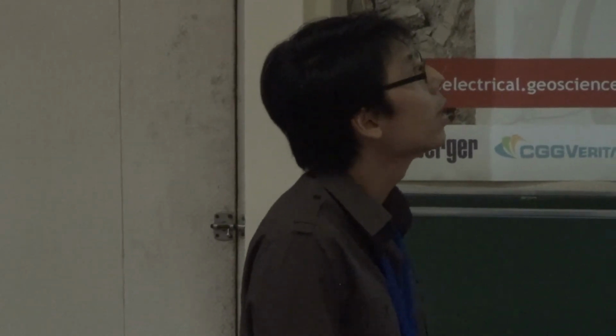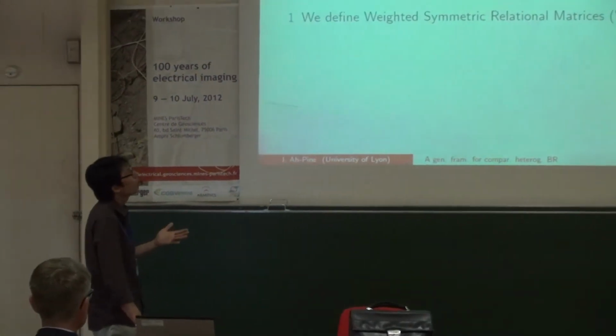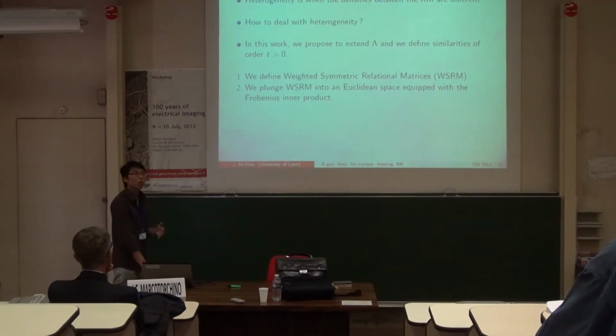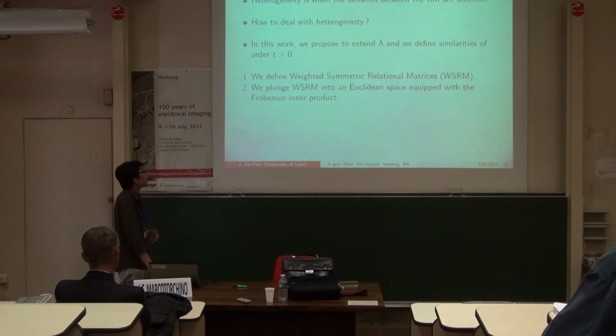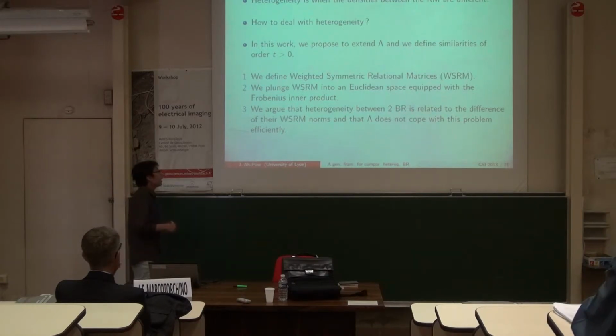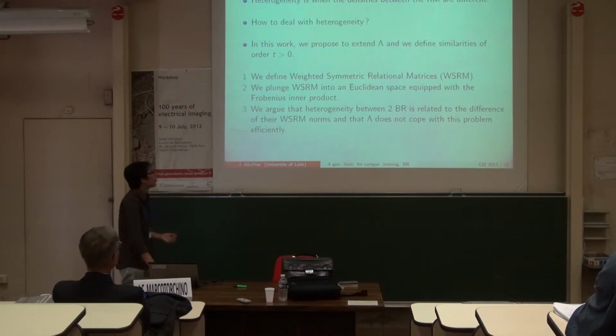Okay, so how to deal with heterogeneity? In this work, we propose to extend lambda and we define similarities of order T. To introduce all those concepts, I will start by giving the definition of what I call weighted symmetric relational matrices, in short WSRM. Then I will interpret those objects in a Euclidean space, where I will use the Frobenius scalar product. And then I will argue that heterogeneity between two binary relations is related to the difference of the norms of the WSRM. Okay? And I will show that lambda is not capable of dealing with such heterogeneity properly. So I will extend this coefficient and I will introduce the similarity of order T.